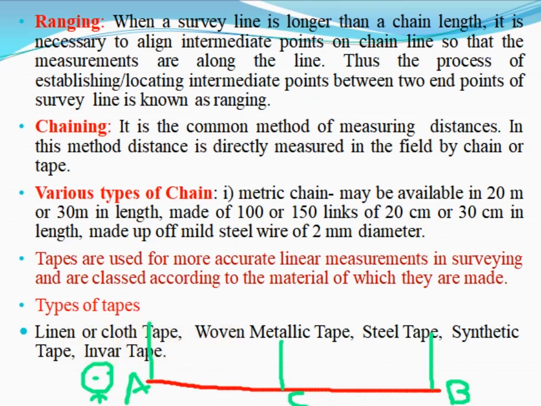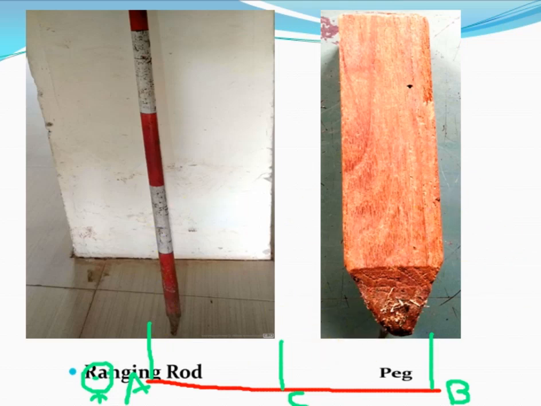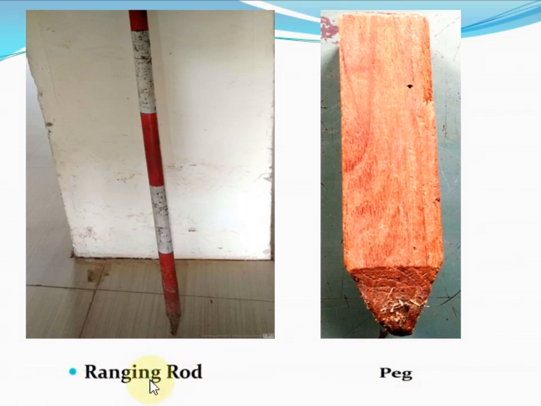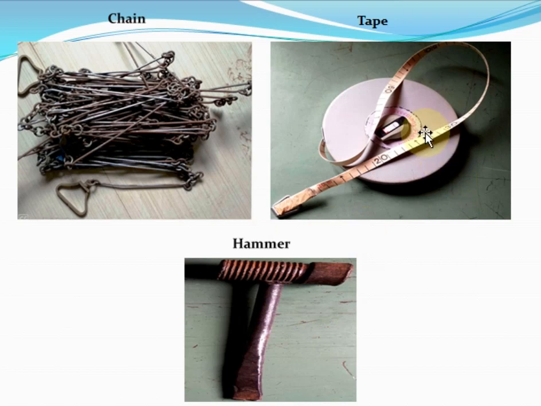Okay. Then see here, this is your peg, or this is a ranging rod. Okay. Another, you can see here, a hammer is required, a tape is required, a chain. All these two, chain and tape, are the instruments to measure the length. Okay.